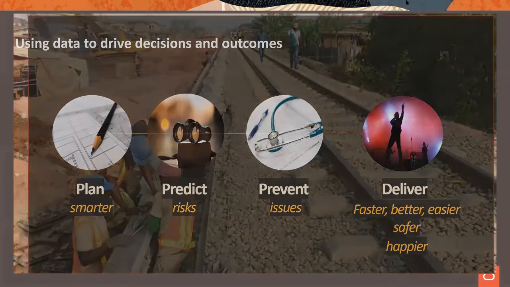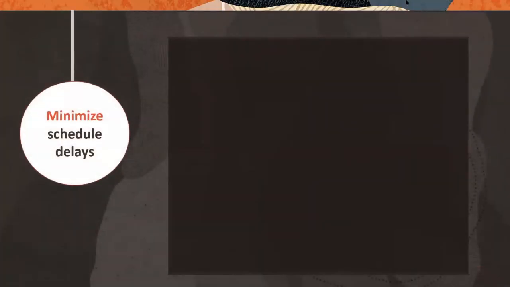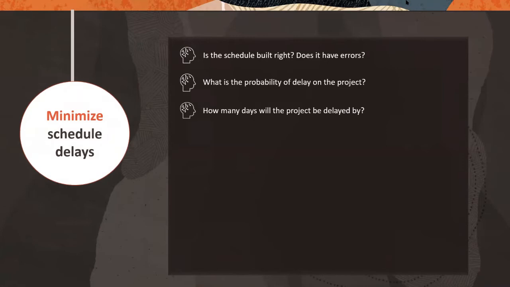So let me start off with an example. First and foremost, we're thinking about minimizing schedule delays. So for all of you that are working on a project at the moment, think about these questions. Is the schedule built right, and does it have errors? What is the probability of delay on your current projects, and how many days will the project be delayed by? Now, a lot of customers have different ways in which they measure probability of delay. But if you don't, that's a good starting point. What is the probability of delay, and why am I thinking about delay? I hope it's going on time.